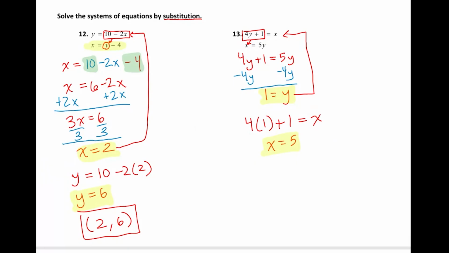Now that I've got x and I've got y, I can write my solution: 5, 1. Even though we found y first and x second, you're still always going to write the x number first. It's just the convention that we use and that the TSI uses, and really most mathematicians are going to put the x before the y, if for no other reason because they come in alphabetical order.